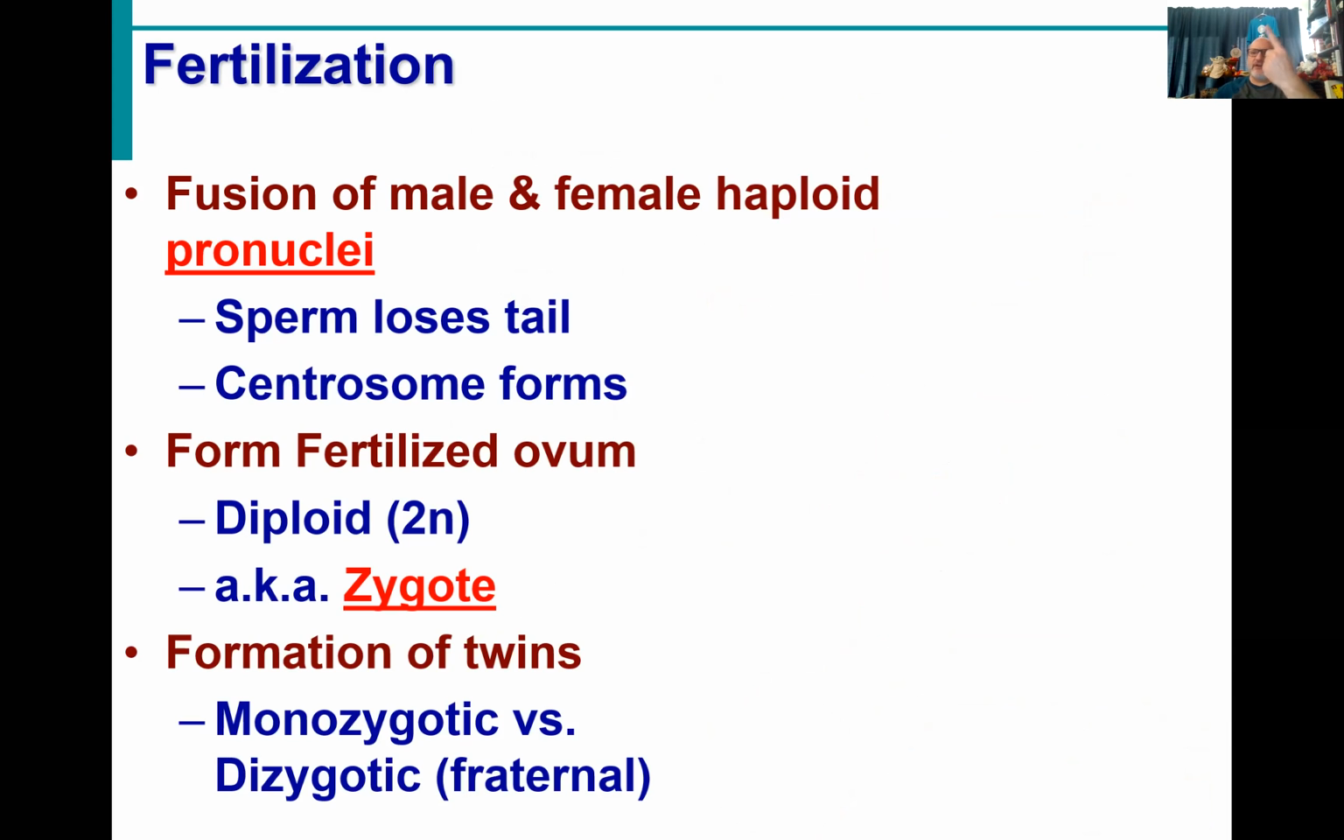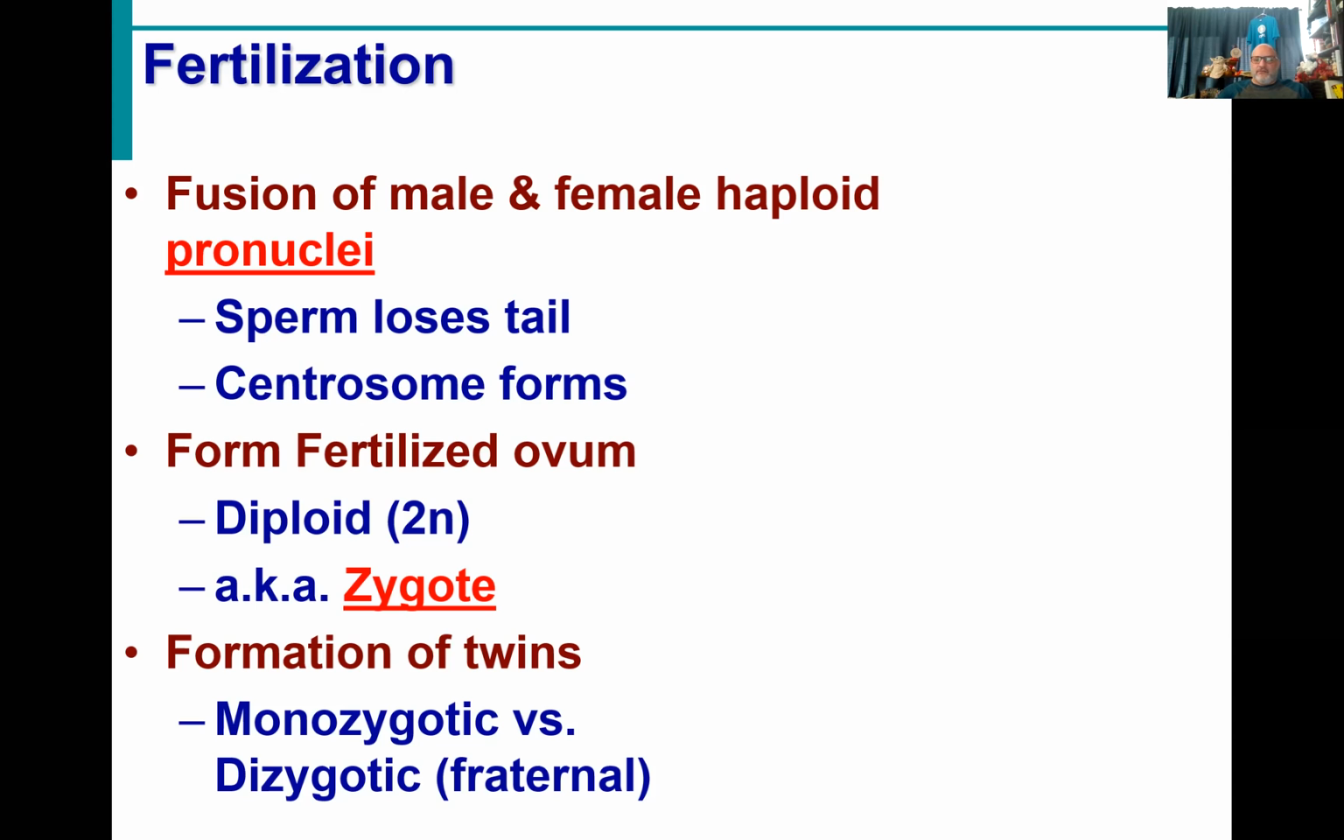Now, one zygote, one baby. But as we know, is it possible to have more than one baby at the same time? Absolutely. And when we have those types of twins, basically they come in two flavors, right? Or triplets or quintuplets or whatever it is. Monozygotic and dizygotic. What's the difference?